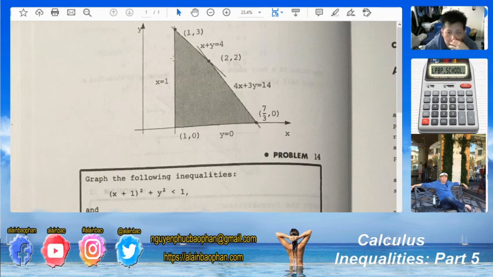Okay, so since we need to find the intersection of these four inequalities, we have the whole set in the area right here, the dark area right here. Okay, so that means this is the solution of the four inequalities: x greater than or equal 1, y greater than or equal 0, x plus y less than or equal 4, and 4x plus 3y less than or equal 14. Okay, so that's the solution.